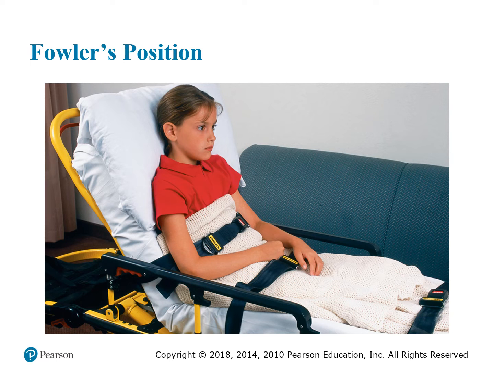Okay, we have a Fowler's position where the patient is simply sitting up. Oftentimes, too, this will be a position of comfort for your patients with shortness of breath and difficulty breathing.